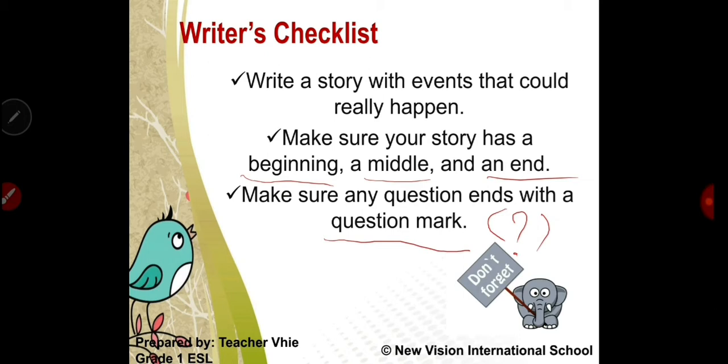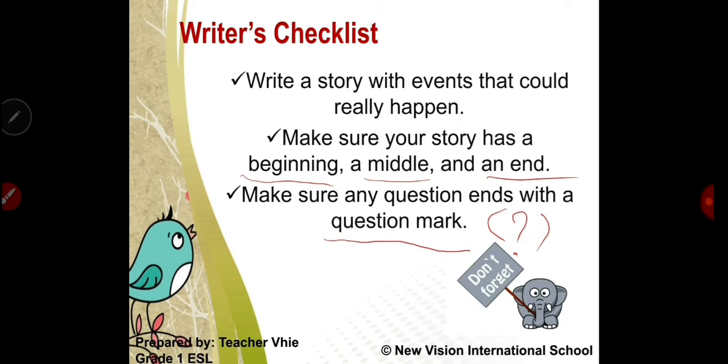Okay, again, one more time. What are the writer's checklist? Number one, write a story with events that could really happen in real life. Number two, make sure that your story has a beginning, middle, and an end. And of course, you have also to make sure that any question ends with a question mark.